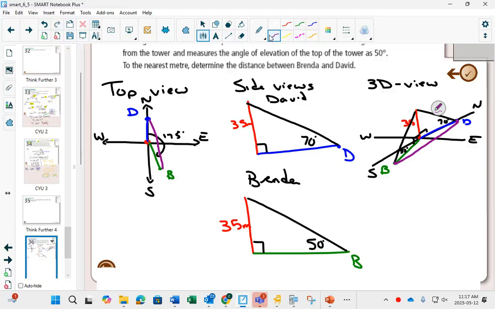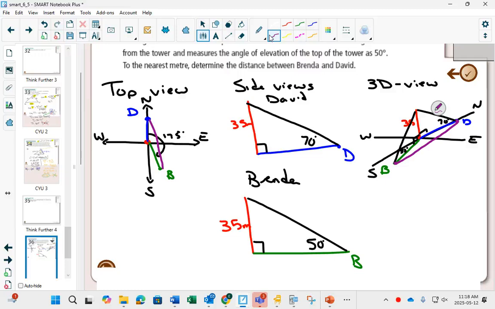We want to solve for the purple line. And if I look, that's part of a triangle on the top view, but unfortunately, on the top view, can you see that you only know the one thing, the 175-degree angle? You don't know anything else about that triangle. And what do we need to solve a triangle? We need 3 pieces of information, as long as those 3 pieces of information aren't 3 angles. But anything else, you can solve it completely.